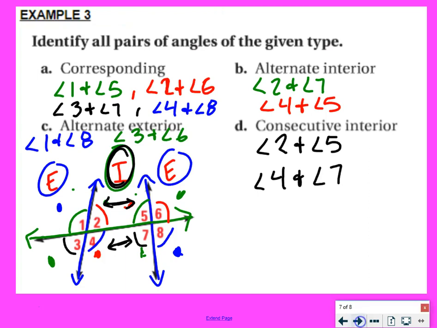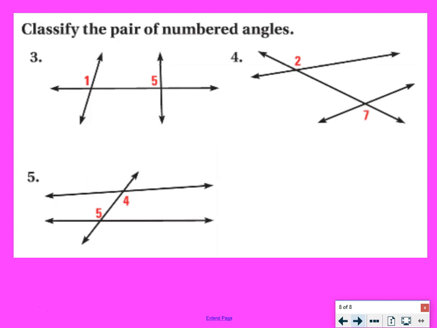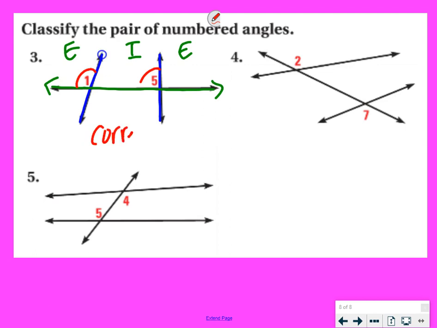Last piece here. Classify the pair of numbered angles. First off, identify your two lines. Identify your transversal that's cutting through. Label your interior and your exterior. If we look, both the angles are not in the interior and both are not in the exterior, which means that they're going to be corresponding angles. They both correspond to the top left of the blue line. So they are corresponding angles.